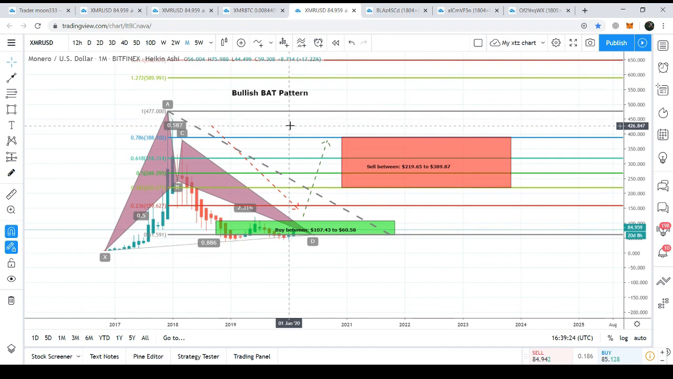Now let's have a look at the strongest signal which I have received from the price action of Monero, or XMR. Let's move to the month chart again. This is a month chart, and here we can see a very, very big bullish bat pattern formed by the price action of Monero. This bat pattern started in November 2016. The first initial leg started in November 2016 and ended in December 2017.